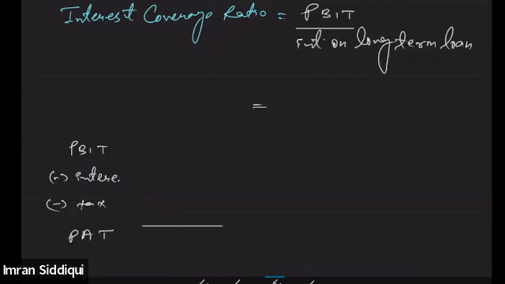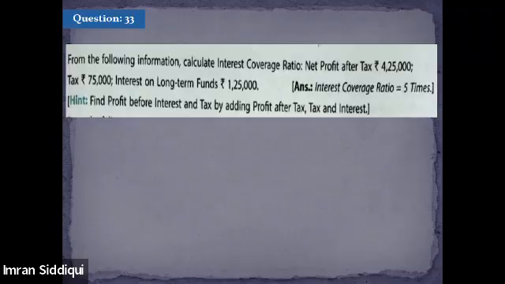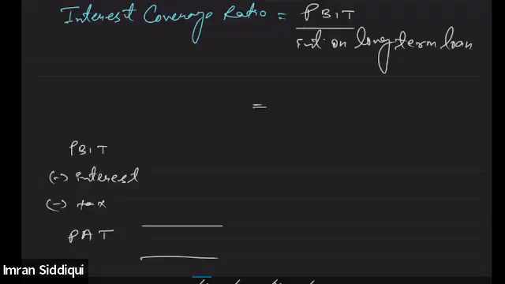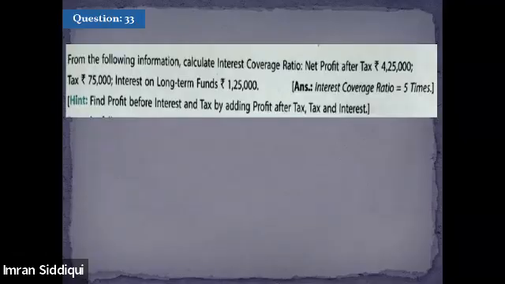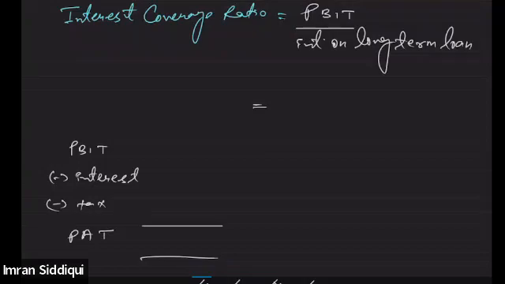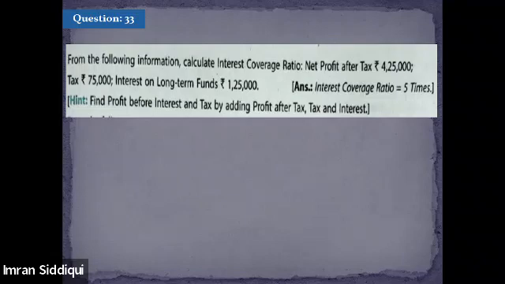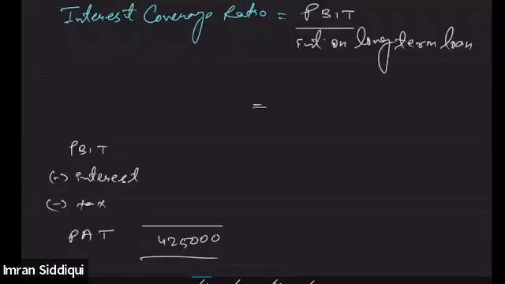All right. So profit before interest and tax minus interest minus tax will be equal to profit after tax. Now, see in this question, profit before interest and tax is not given. However, in order to find out the interest coverage ratio, we need profit before interest and tax. What is given in the question is that net profit is 4,25,000. Also, the amount of tax is given, 75,000.